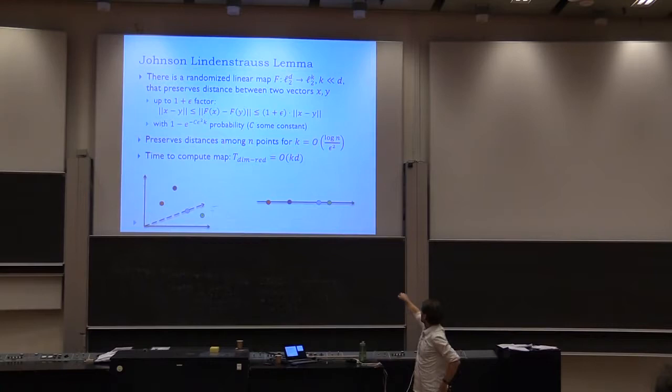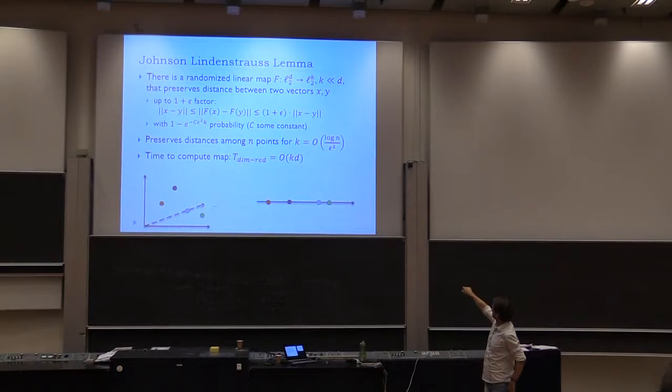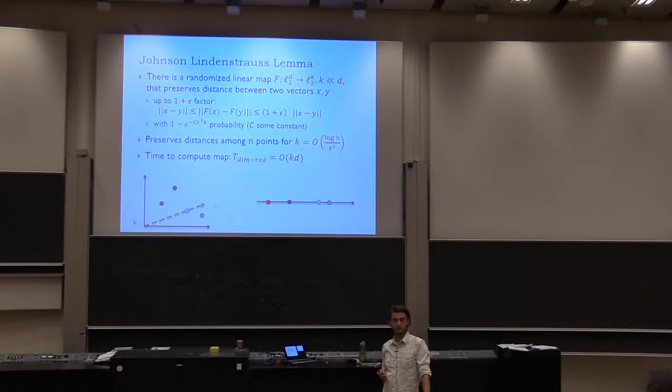So if you want to preserve distances for n pairs, you want this failure probability to be something like 1 over n. If you plug in the numbers, the target dimension k that you need to set is log n divided by epsilon squared. If you use this k, then this failure probability becomes inversely polynomial in n. And remember, we'll care about the time to compute this map, and the time to compute this map will actually be k times b. You don't see yet why, but we'll see later why it's k times b. All right, so this is the statement. If there are questions about the statement, now is a good time to ask.